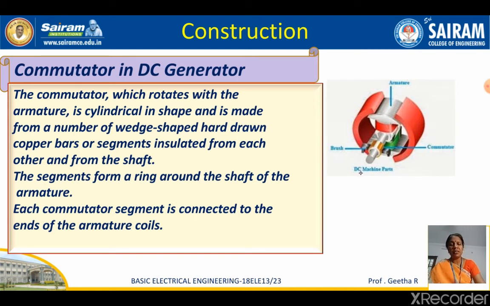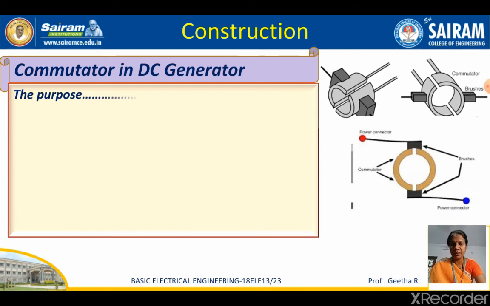From the commutator only, through the brush, the current will be collected. The conversion of energy takes place in the armature, and from the armature the current should be collected. So instead of directly connecting the brush to the armature, it is connected through the commutator. We'll see what is the purpose of the commutator here in the DC generator.